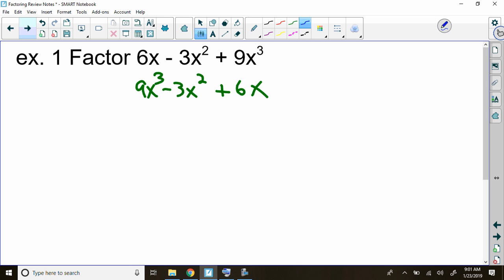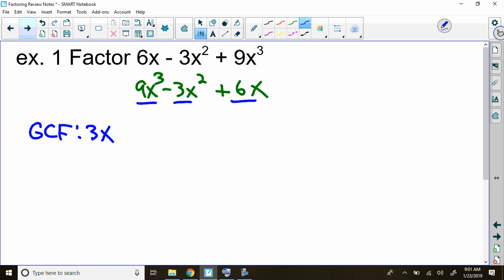Anyway, I'm looking at this term, this term, and this term, and I'm noticing that all of them are green. What else do we notice about all of them? What common factor do they have? They're all divisible by 3. And there's something else that they're all divisible by: x. So our GCF in this case is 3x.